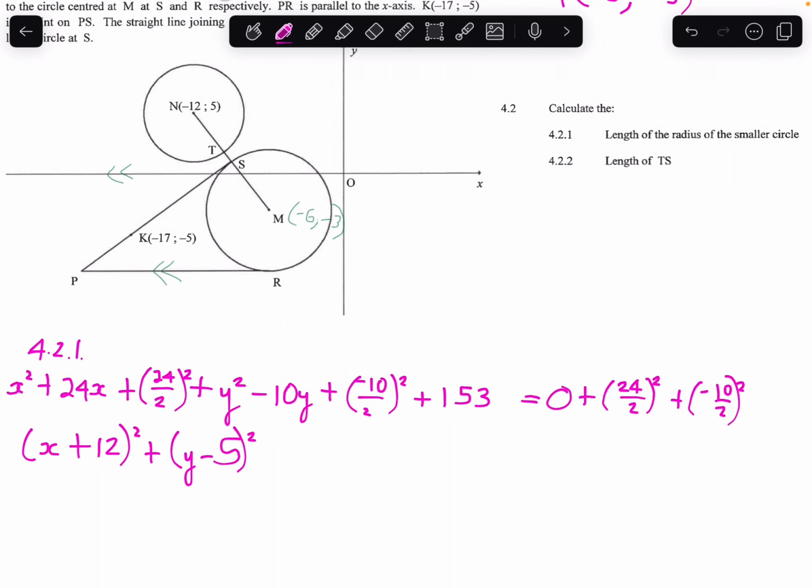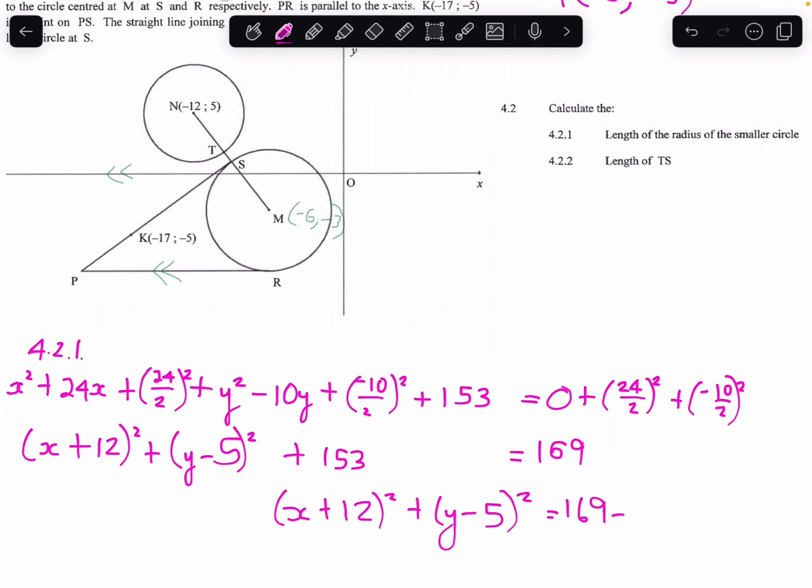Okay, right. So that would be equal to 0 plus 12 squared, which is 144, plus negative 5 squared, which is 25. So I think that comes to 169. And there's a plus 153 over here. If we minus it from both sides, then we end up with (x plus 12) squared plus (y minus 5) squared is equal to 169 minus 153, which is 16.